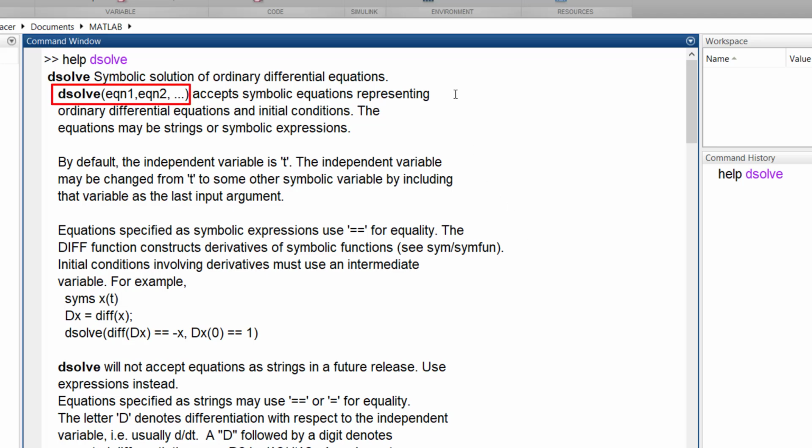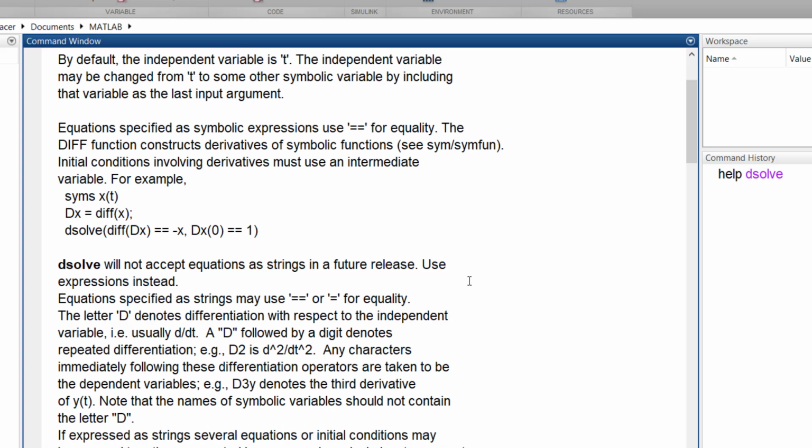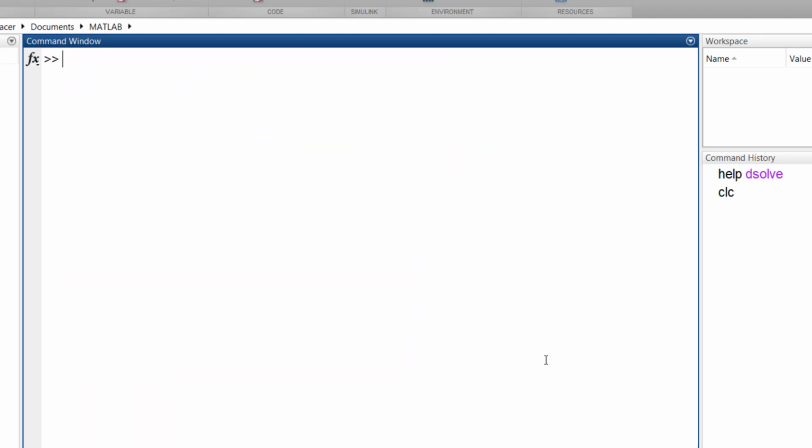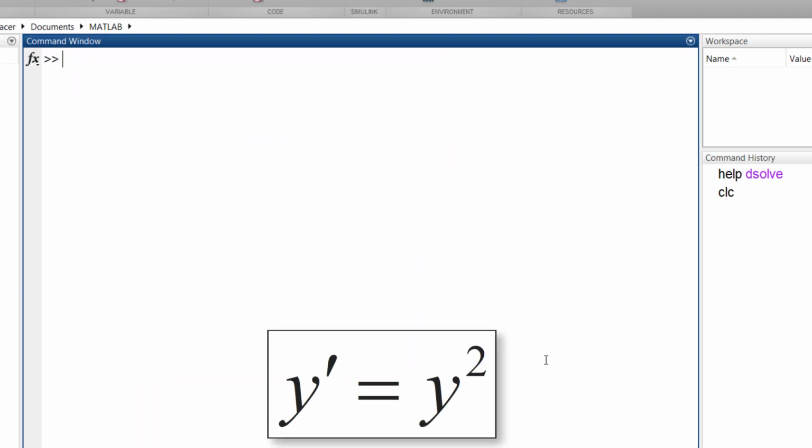You just write the equations. Also notice that writing equations in a string format is not recommended, so I only focus on the correct way of defining equations. Let's start with this example. y prime equals y squared.